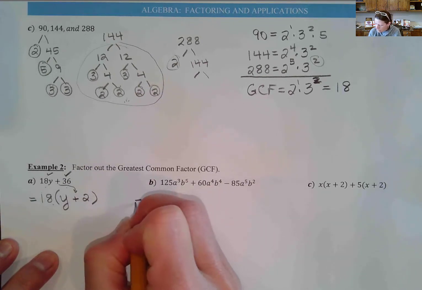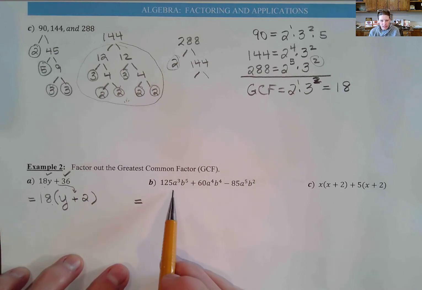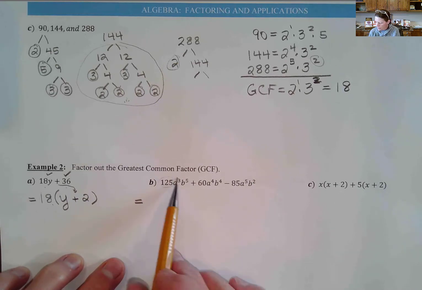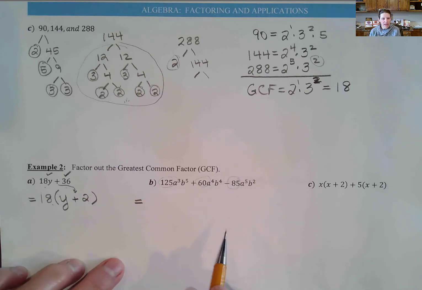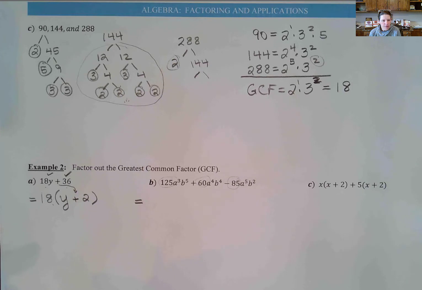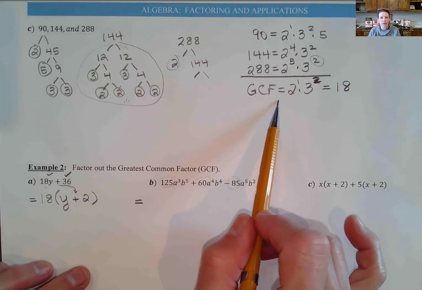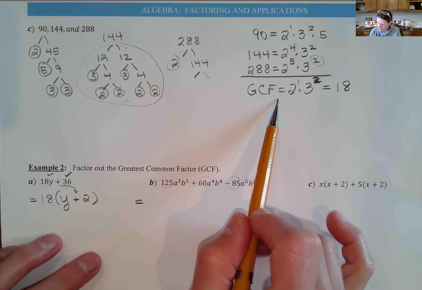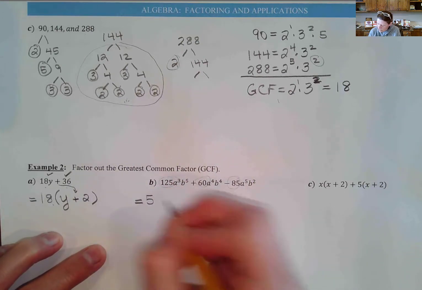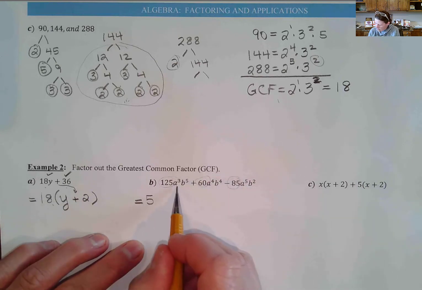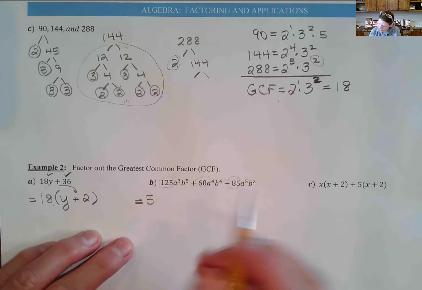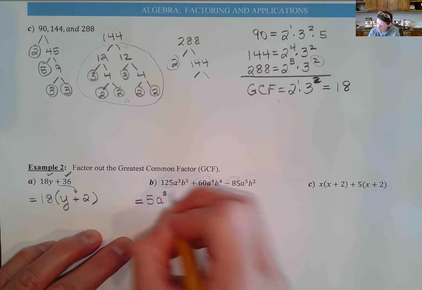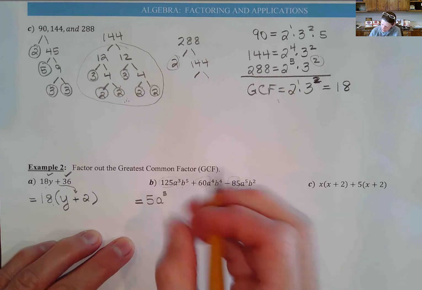In part B, as we determine our greatest common factor, looking at our numbers first, 125, 60, and 85, they all have a common factor of 5, but that's going to be the largest. Now, if you need to use your process of determining a greatest common factor here, go ahead, all right? But the greatest common factor of those numbers is 5. As we look at our variables, each term has at least a to the 3rd. Each term has at least b squared.